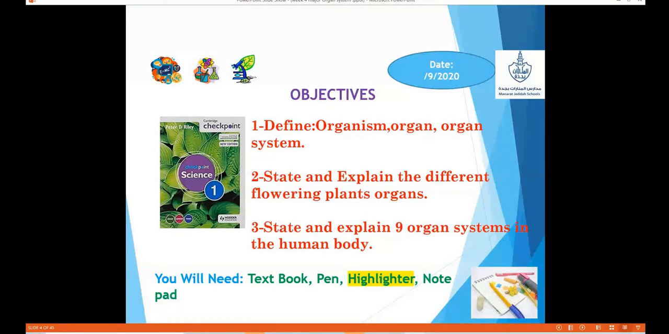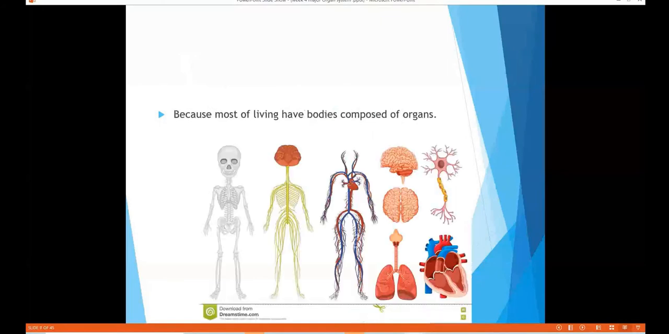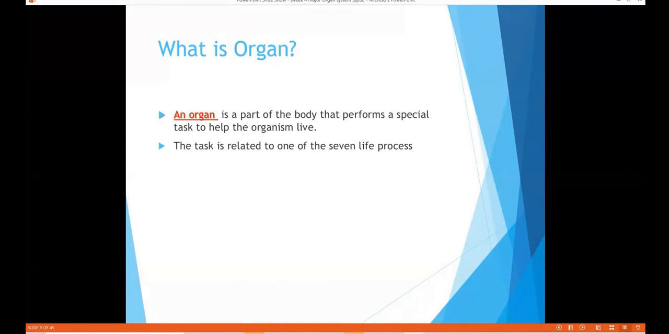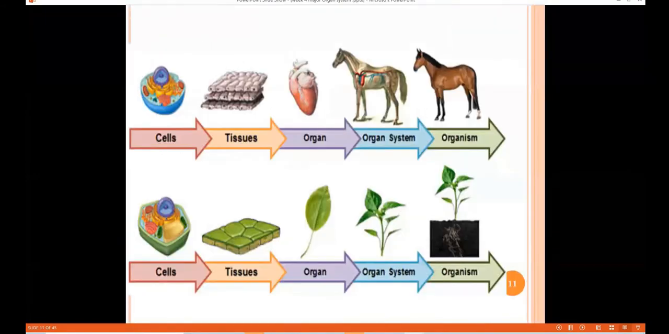So in the last class we discussed the definition of an organism, what an organism is, and the various levels in the organization of life systems, from a cell to a tissue to an organ to an organ system. The organ systems all make up an organism. We also learned the definition of an organ system, and this is how the levels of the life processes are.